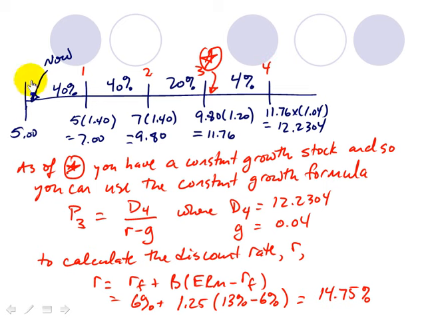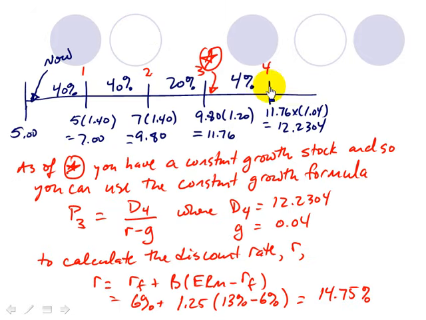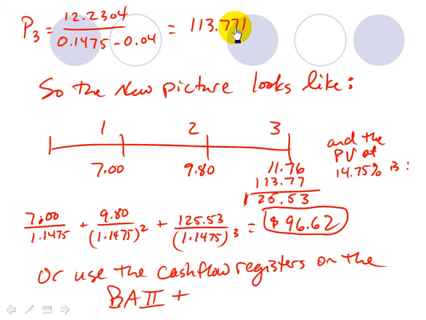So this big problem, where we have a whole bunch of different cash flows, simplifies a little bit to give you one in which, instead of having infinitely many cash flows, we have the 7 and the 9.80 and the 11.76, and then the present value of all of those other dividends, which is P3 is D4 over R minus G, 12.2304 divided by 14.75% minus 4%. So that would be 113.771. So let's look at this. The present value of all of the dividends from year 4 all the way out forever, as of where this star is, is 113.771.